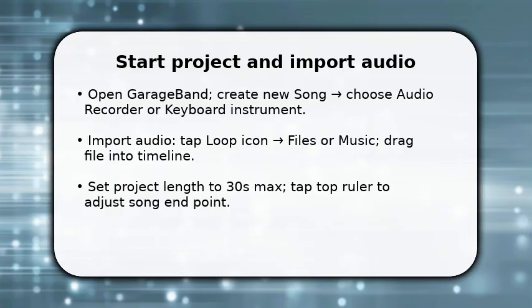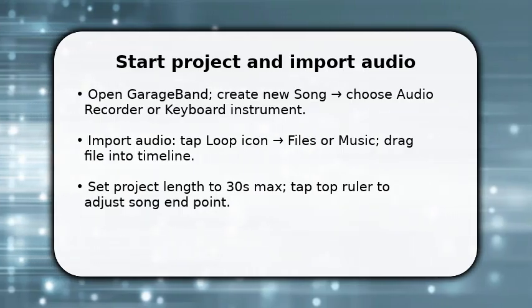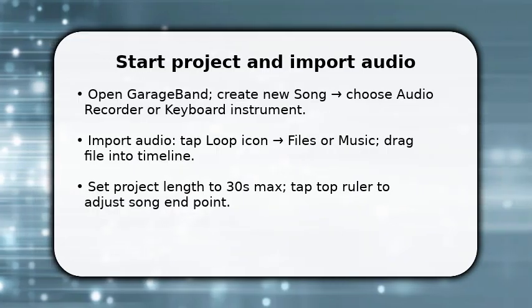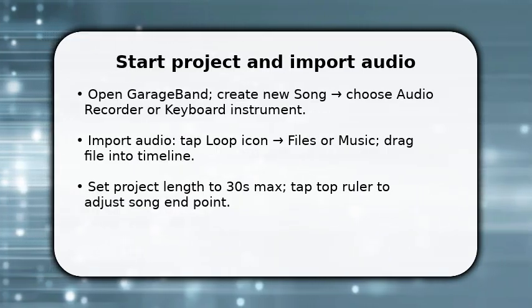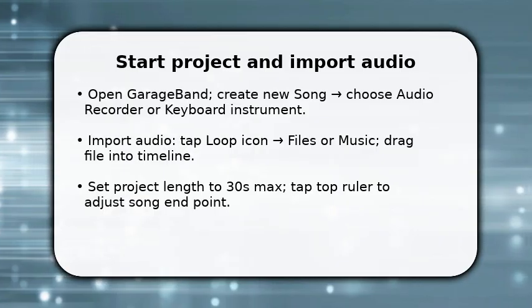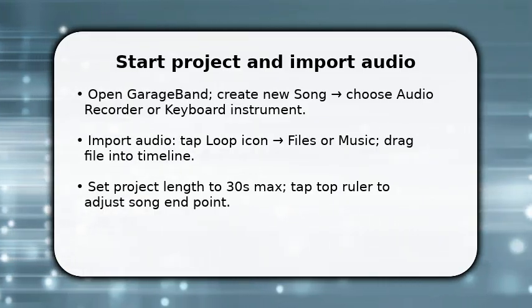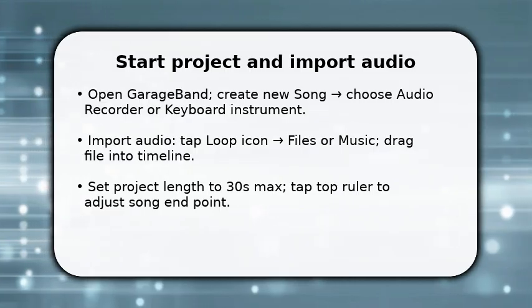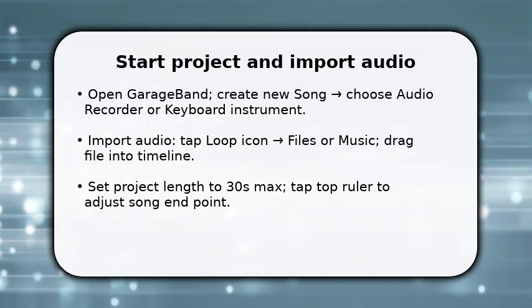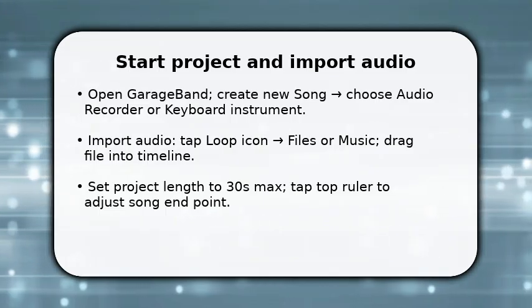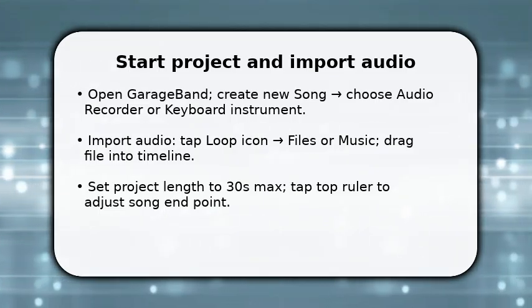You start by opening Garageband and creating a new song using audio recorder or keyboard so you control editing. Once done, tap the loop icon and import the file from Files or your library, then drag it onto the timeline. Make sure the project end marker is set to 30s or shorter for ringtone limits. While importing, listen briefly to mark the approximate start and end so you can trim precisely in the next step.